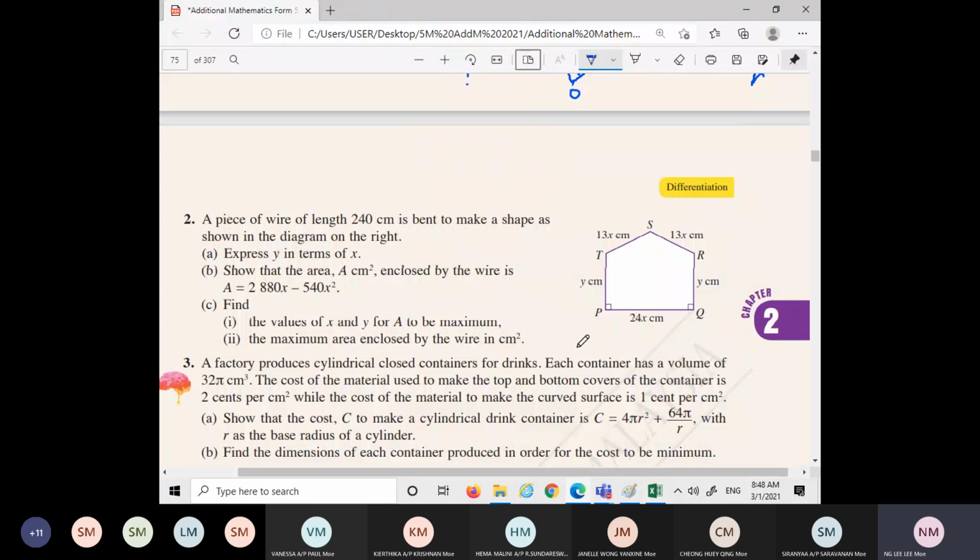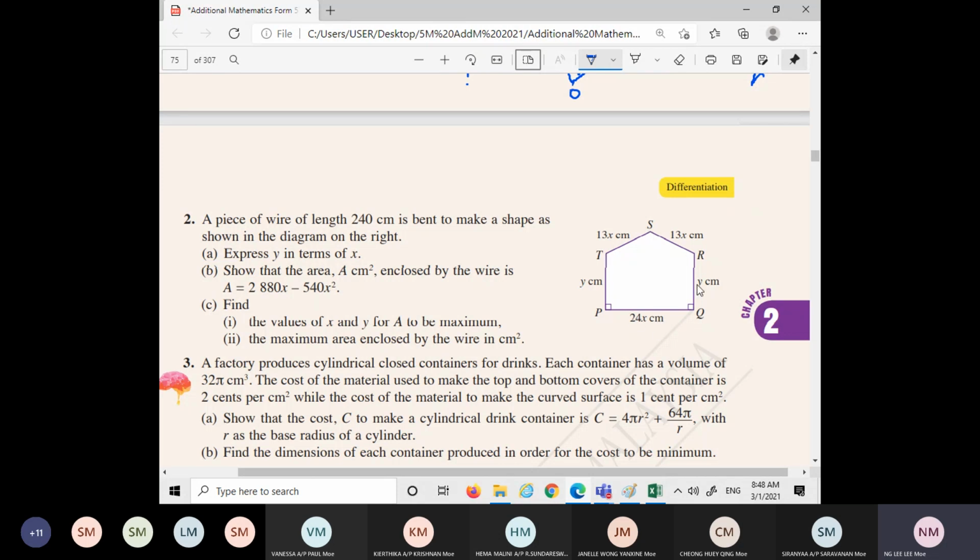Okay, come, we look at number 2. See how I can guide you in these questions. A piece of wire is bent to make a shape as shown. Same thing, if it's a piece of wire, then that will be the perimeter. Express y in terms of x. This one they guide you step by step. I think no question yet for Supeng because this is very easy.